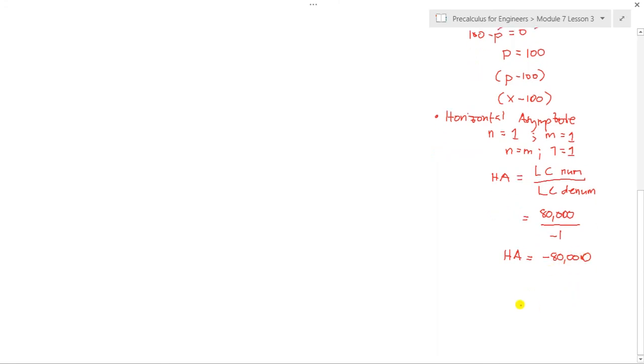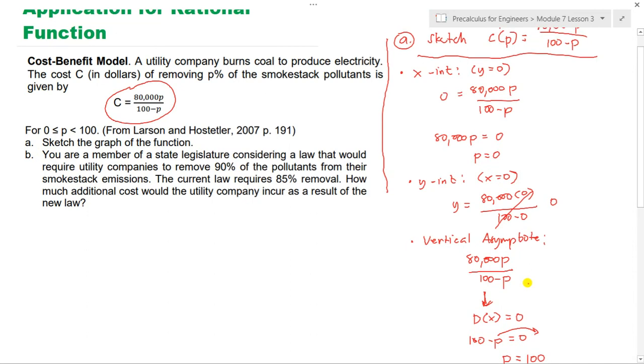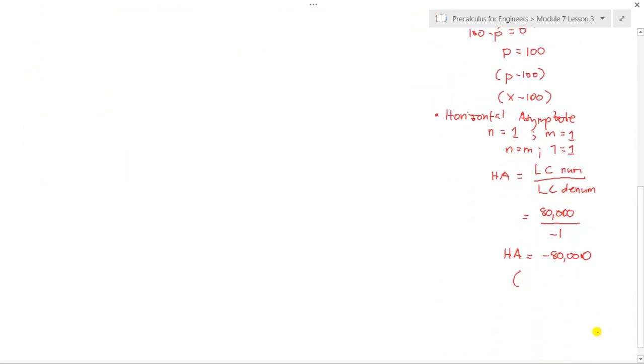Kung aton siya i-represent as a line, in terms of C, kay C man ang cost. Denoted as C, so that is C equals negative 80,000. Equal sign din siya. The same po dariha. Ang the equation is P equals 100 na gyud.